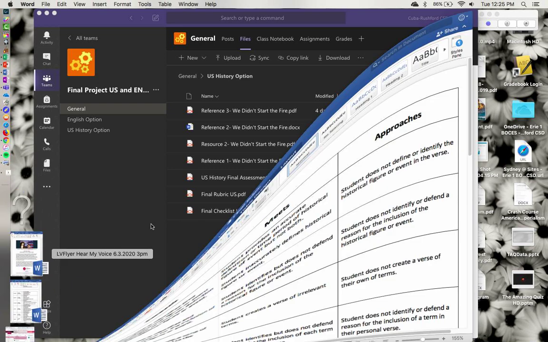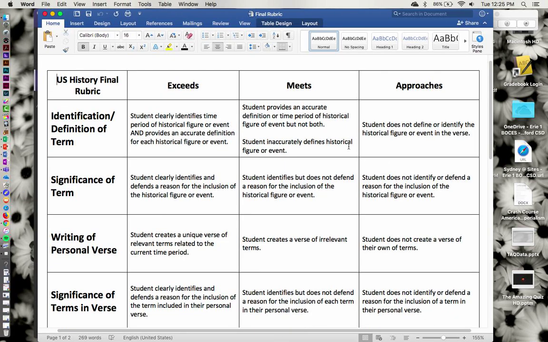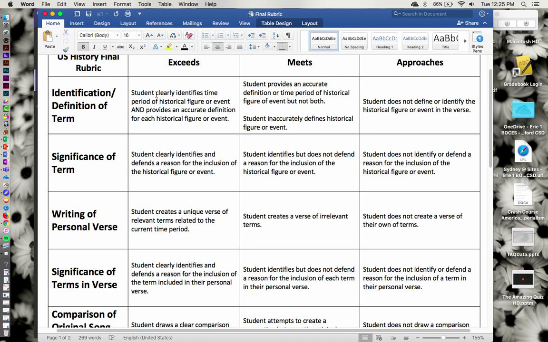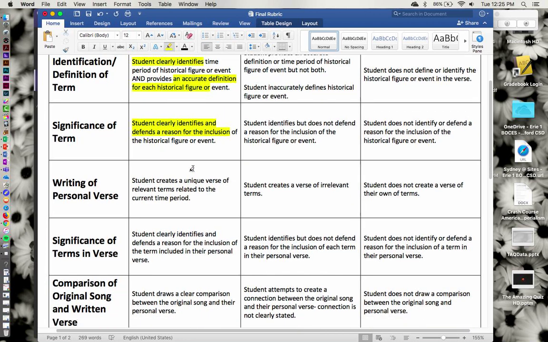Now, let's look at the rubric. How do I get all of those points? When I am reading your definition, I am looking for you to clearly identify the time period of the figure or event, and I want you to accurately define the figure and event. That's going to get you the highest amount of points there. I also want you to clearly identify and defend the reason for the inclusion. That's answering the question, why?